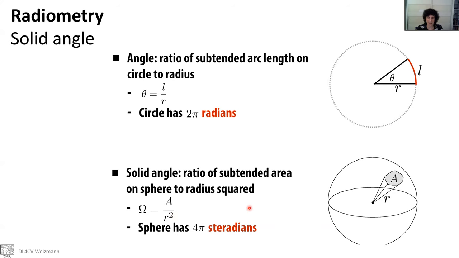Since the sphere has an area of 4π r squared, we have in total on the sphere 4π steradians. Before we had radians, and now we have 4π steradians. Is this clear? Are you familiar with this? Yes, it's clear. Okay.